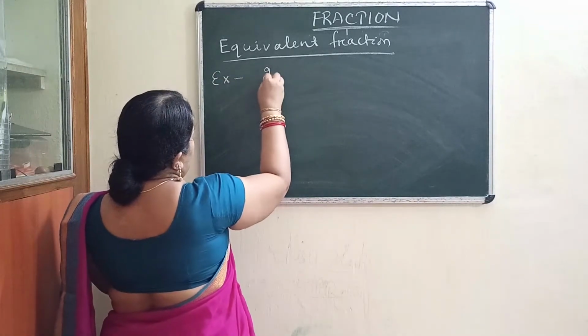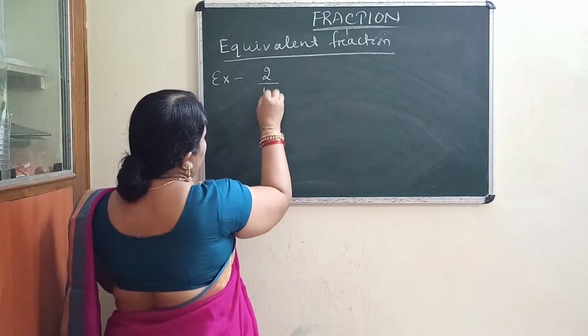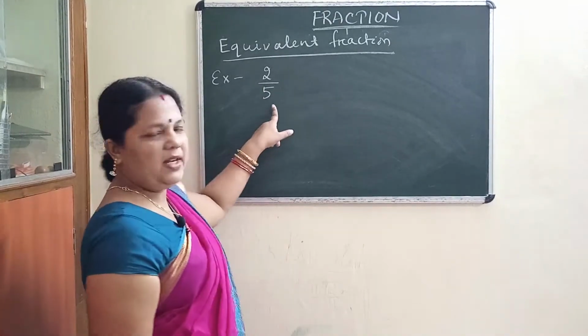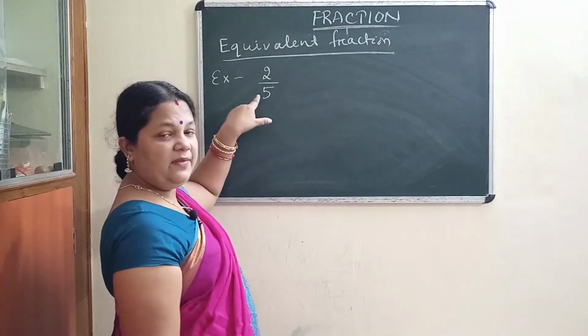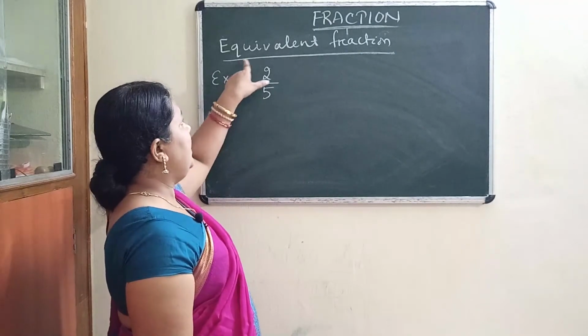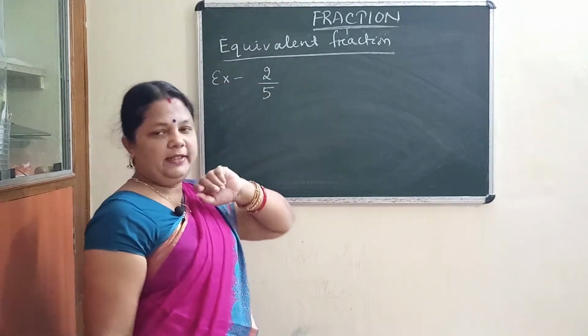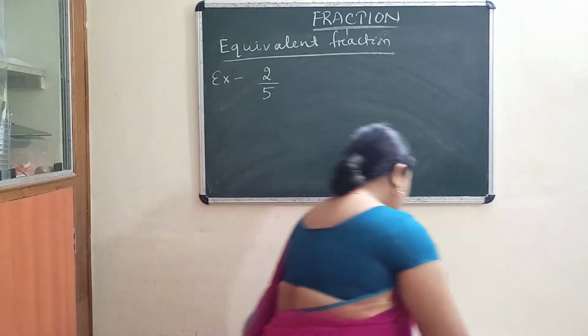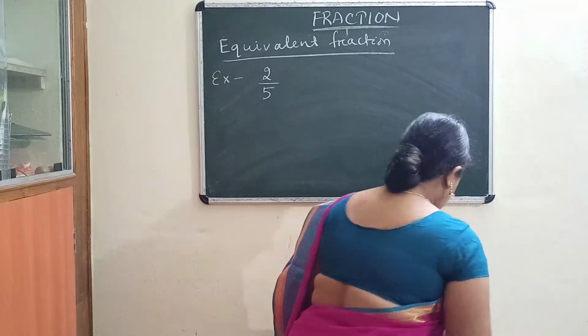Suppose it is given 2 by 5. This is one proper fraction. The given fraction is 2 by 5, and find out the equivalent fraction of this. Okay. So how to find out the equivalent fraction?